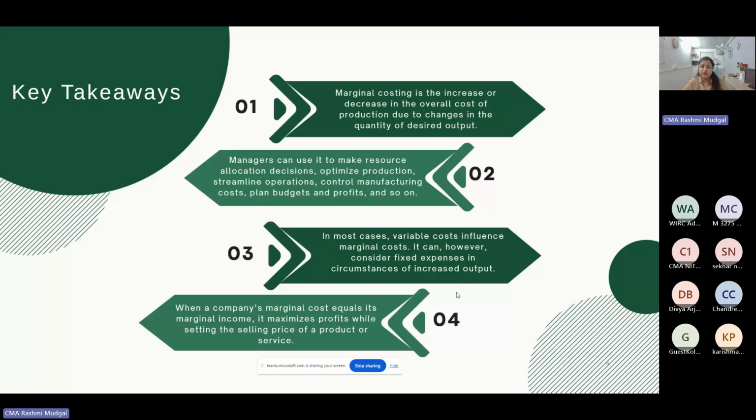It can be used for resource allocation, optimizing production, streamlining the operation, controlling manufacturing cost, planning budget and profits, and so on. This is more of a method of managerial decision rather than cost control. So we can see here it is a costing technique where management can take decisions. It is less of a controlling technique. We can use it as a controlling technique, but we use it more for management purposes.